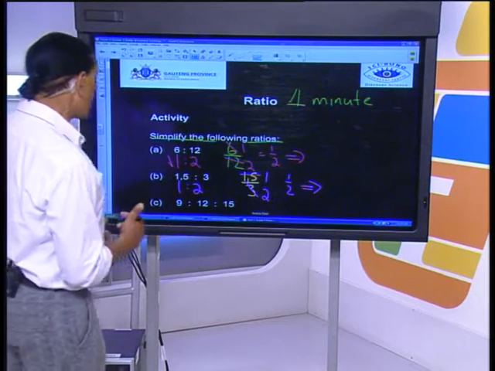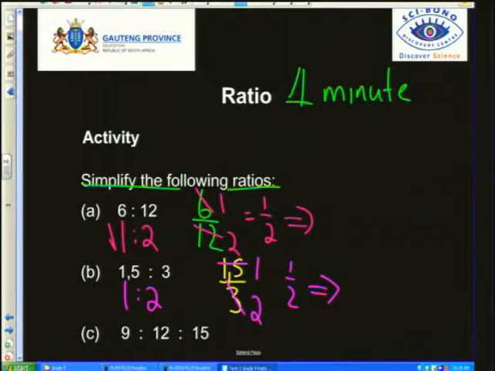Right. Then the last one, 9 is to 12 is to 15. Now the fraction story is not going to work because I got 3 numbers. However, I can still ask myself, what is common for all 3? And yes, you are right. It is the value 3. So I would say 3 goes there 3 times, 3 goes there 4 times, 3 goes there 5 times.